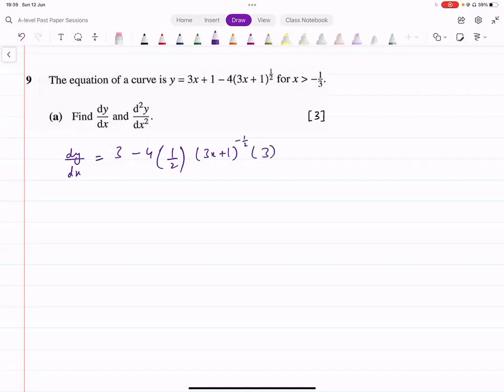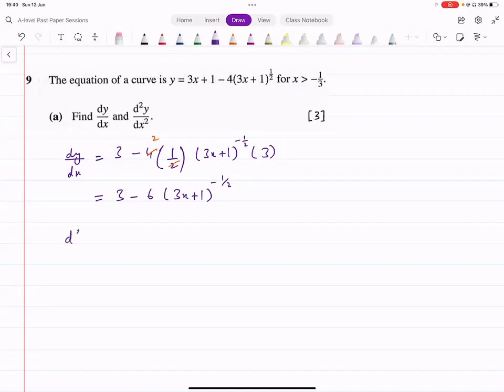Okay, we can simplify this. If we simplify this, we get 3 minus, this gets cancelled. You have 2 here, 2 times 3, that's 6. So we have 3 minus 6 into (3x plus 1) whole raised to power minus 1 over 2. That's your first derivative. So that's one thing that we have to figure out.